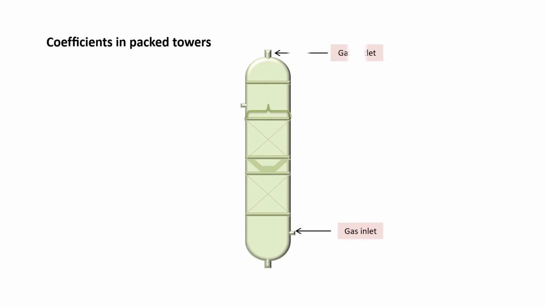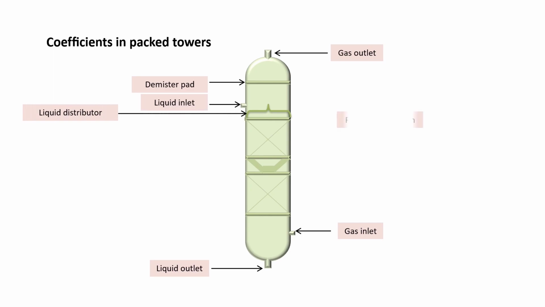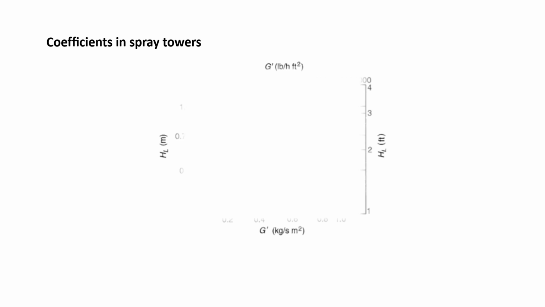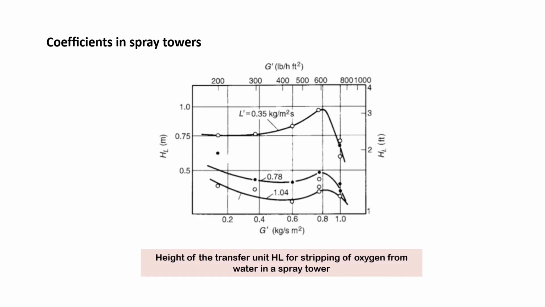Coefficients in packed towers. The majority of published data on transfer coefficients in packed towers are for small laboratory units, and there is still some uncertainty extending the data for use in industrial units. The general method of expressing results is based on that used for wetted wall column. Coefficients in spray towers. It's difficult to compare the performance of various spray towers since the type of spray distributor used influences the results. Meanwhile, some values obtained by Pickford and Pyle for the height of a transfer unit HL for the stripping of oxygen from water are shown in the figure below.